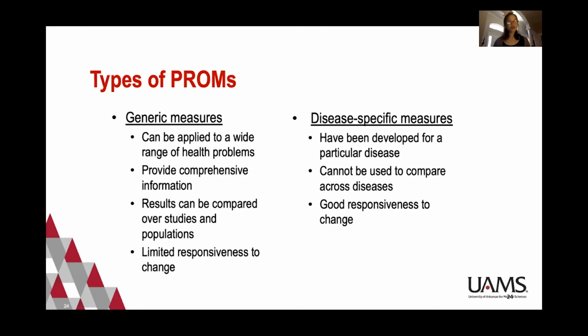Therefore, the results from generic measures can be compared across studies and populations. However, because the items in the instrument are so generic, it has limited responsiveness to change, because the questions are not specific to any disease condition. So it has less responsiveness when compared to disease-specific measures. Disease-specific measures have more questions tailored to the specific problem or condition that impacts the patient's life, so they have better responsiveness to change.